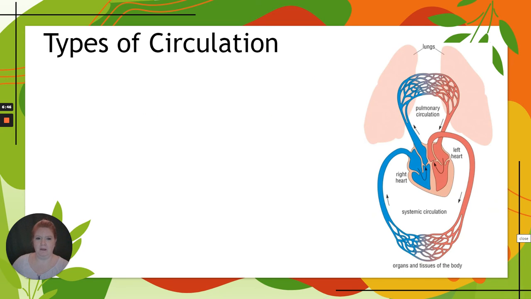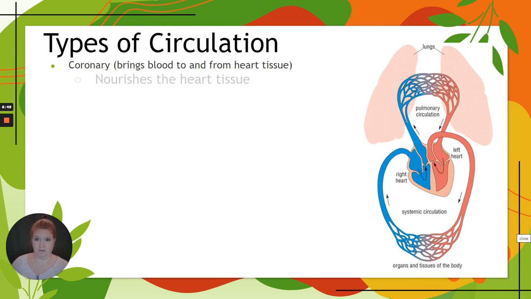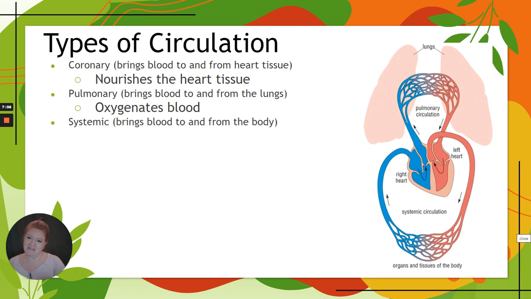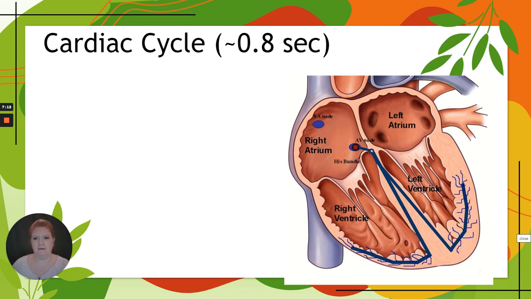Okay. What are the types of circulation? There's coronary, that brings blood to and from the heart itself. So the blood flowing through the heart does nothing for the heart. It needs blood vessels that are actually going to go to the heart. Pulmonary goes to and from the lungs, okay, and that oxygenates the blood. And then systemic circulation brings blood to and from the body, and it allows for exchange with body cells.